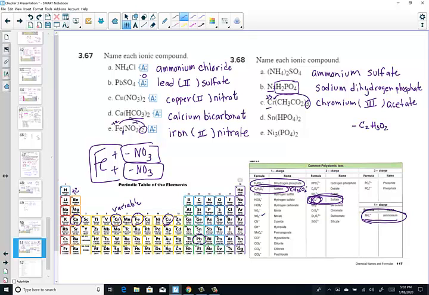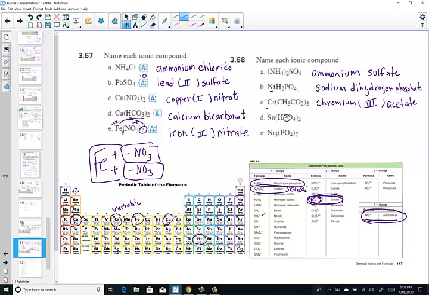We had C2H3O2. That's another way to write this. C2H3O2. 2 carbons, 3 H's, and 2 O's. There's 3 groups of those. See how I have 3 separate -1 ions? That's what this 3 is telling me. There's 3 of them there. I only have 1 chromium. It must have a magnitude of charge of +3 to electrically balance 3 units of a -1. Chromium 3 acetate.